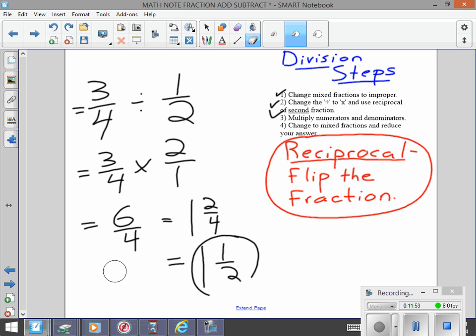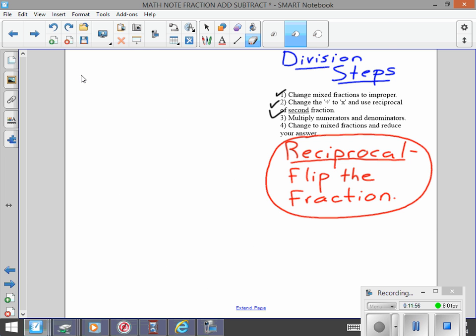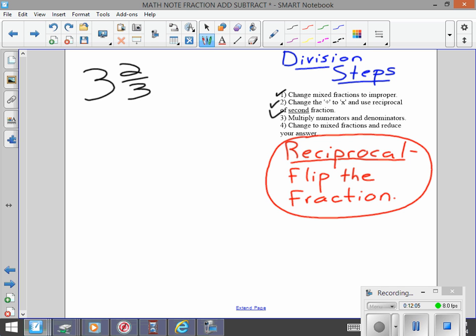Let's try another one. A little bit tougher. Try it with mixed fractions this time. Here's a good example. How about 3 2/3 divided by 2 1/2. Alright. So again, the first step, we're going to change the mixed fractions to improper. So 3 times 3 is 9, plus 2 is 11 over 3. And next one we have 2 times 2 is 4, plus 1 is 5 over 2. So there we go, it's done.